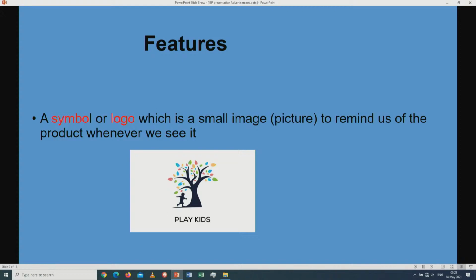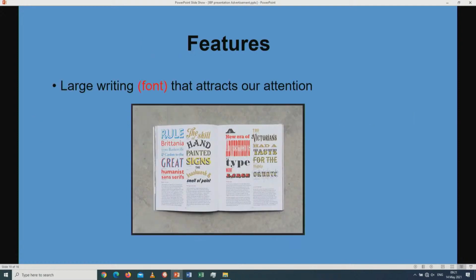Features continue. Designers use a symbol or logo, which is a small image, a picture, to remind us of the product whenever we see it. If you look at that picture over there, it's a short logo, Play Kids, but the logo, you can see a child running around the tree over there. It tells you something about what the advertisement is all about. Another feature is the large writing or the font that attracts our attention. Look at the different kinds of fonts that are on the screen.